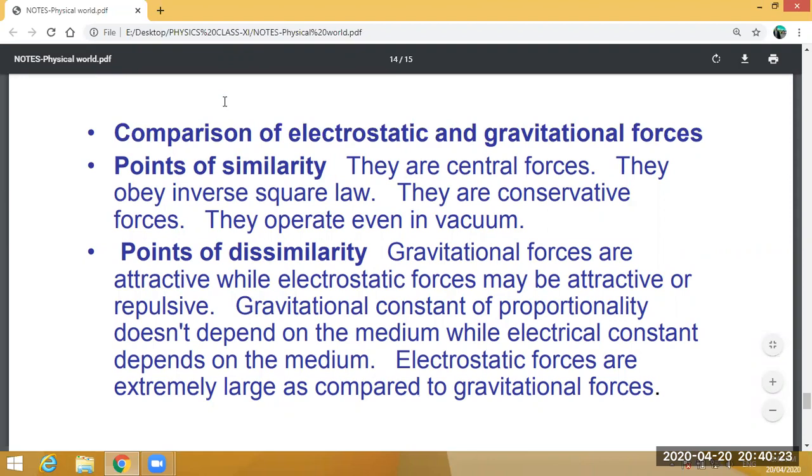And the points of dissimilarity: all these were the similarities. What are the dissimilarities? Gravitational forces are always attractive, while electromagnetic force can be attractive or repulsive. Next, gravitational force has a constant of proportionality that doesn't depend on the medium, while the electrical constant depends on the medium. Therefore, electrostatic force is extremely large as compared to the gravitational force.